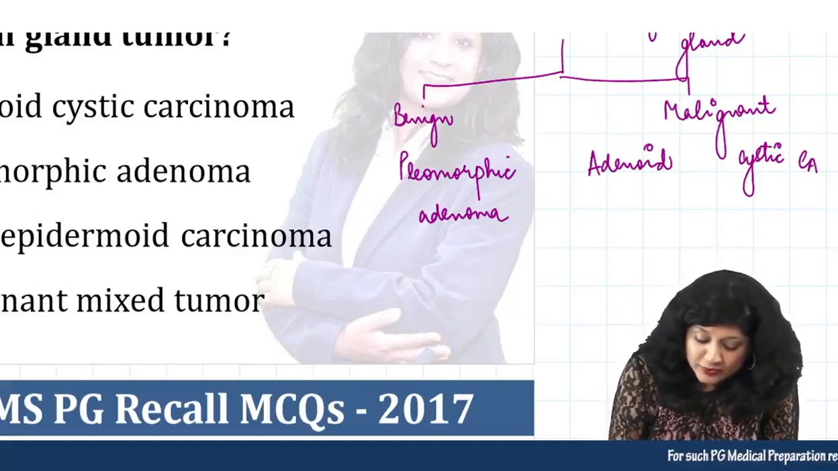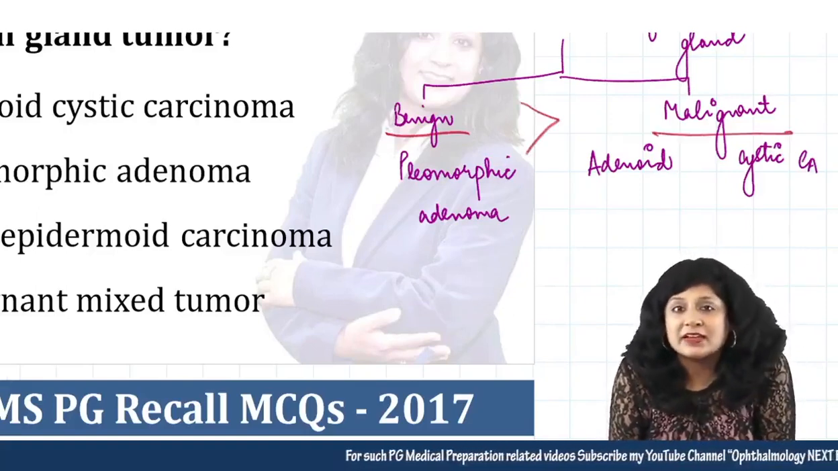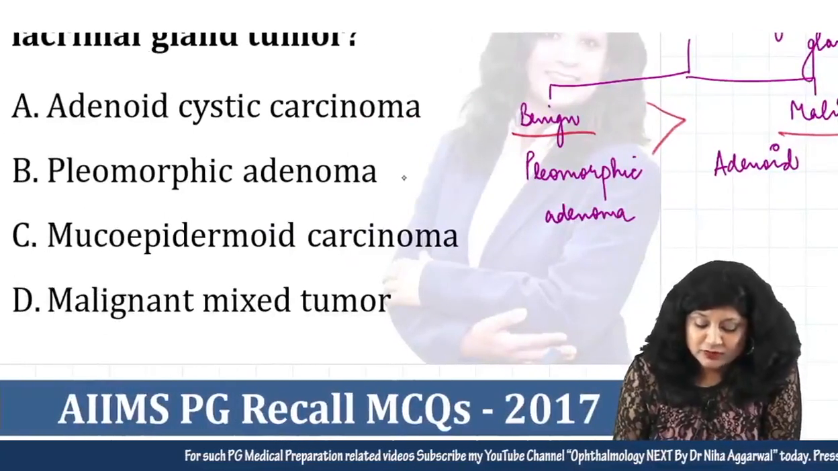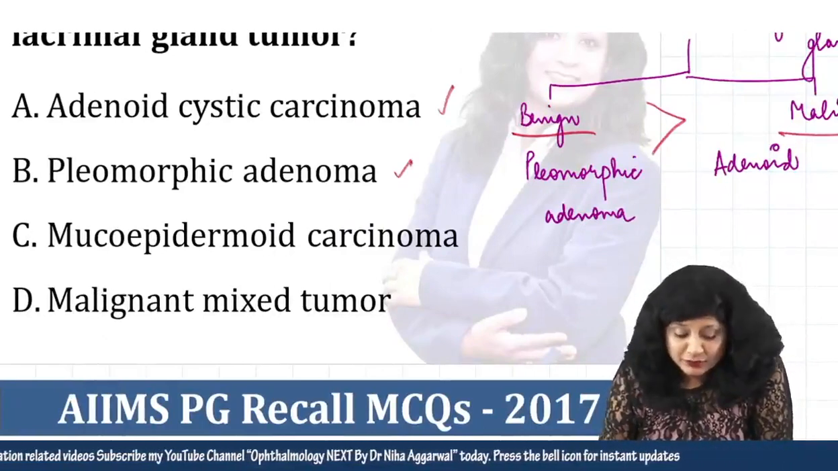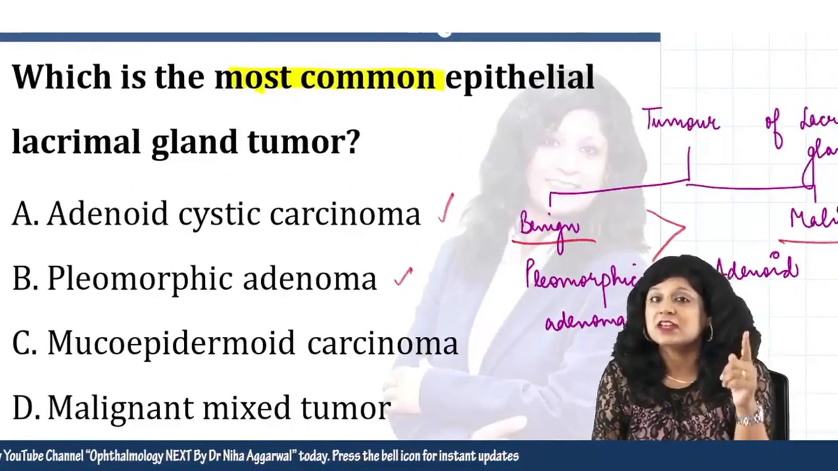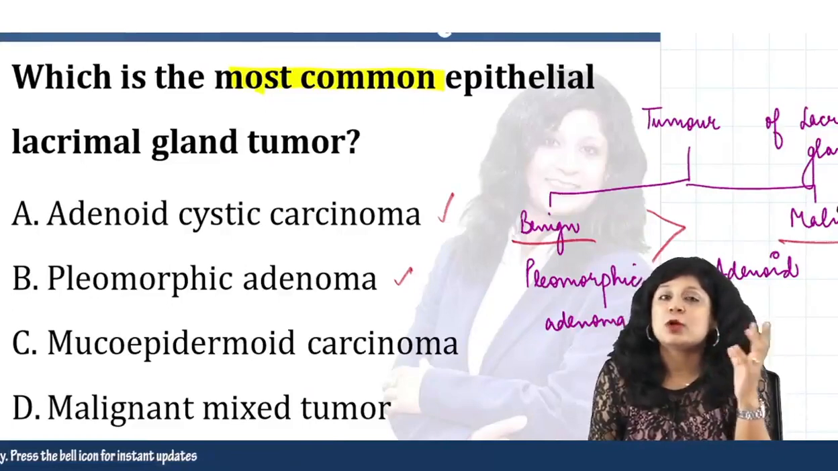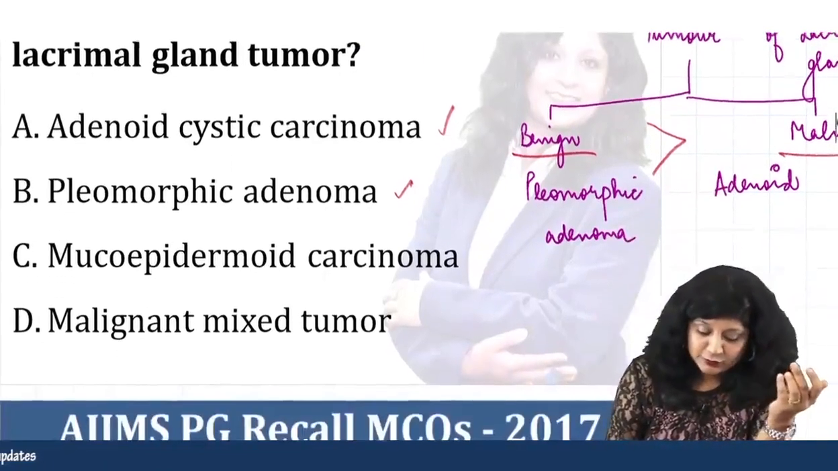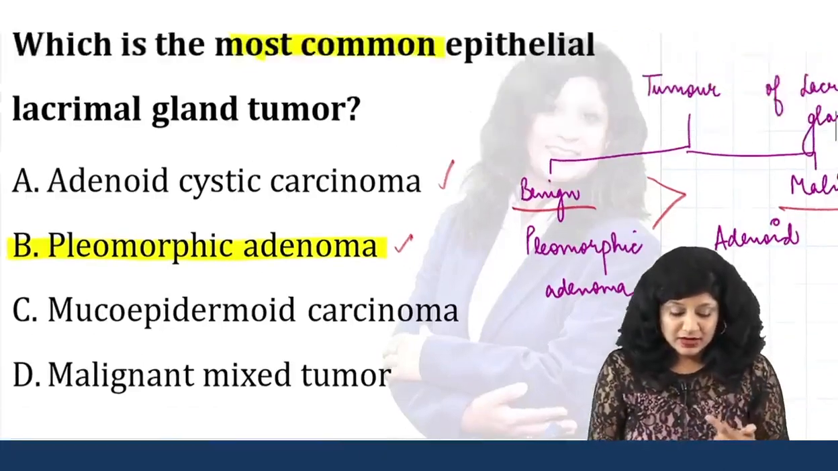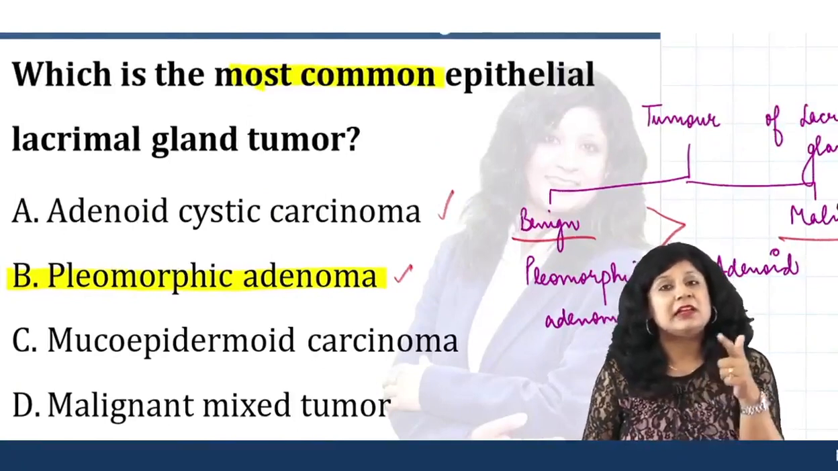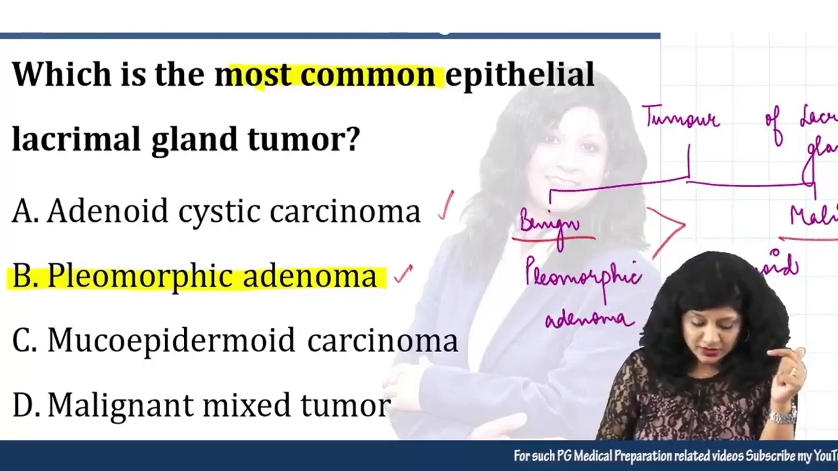Now, which one is more common, whether it is benign or malignant? Obviously, benign tumors are more common than malignant tumors. So you have both of them in the options. We have pleomorphic adenoma also, we have adenoid cystic carcinoma also, right? So which one should be preferred? Because they have not specified whether they are asking for the most common benign or the most common malignant, you have to go with the most common altogether, and that is the benign tumor. Therefore, the answer to this question is pleomorphic adenoma. Had this question been what is the most common malignant epithelial lacrimal gland tumor, then obviously your answer would become adenoid cystic carcinoma.